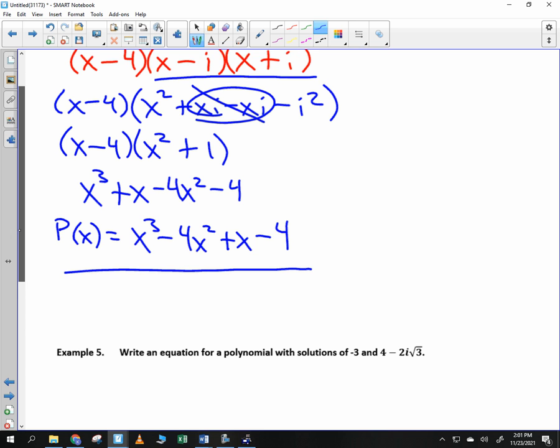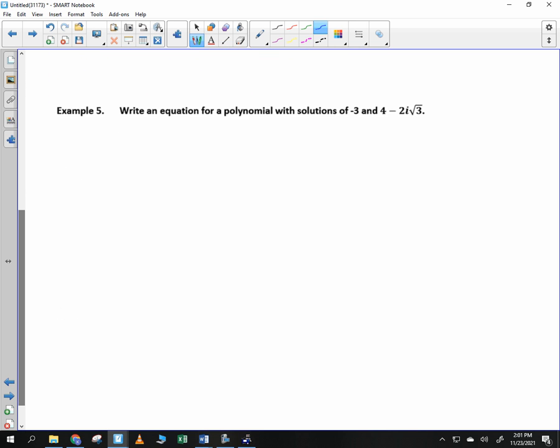Ready for the last one? Okay, so write an equation for a polynomial with solutions of negative 3 and 4 minus 2i, roots of 3. Okay, getting the furrowed eyebrow look right now, okay? Can an imaginary solution ever be by itself? No. No, they always have to come in pairs. So therefore, what's my other one?